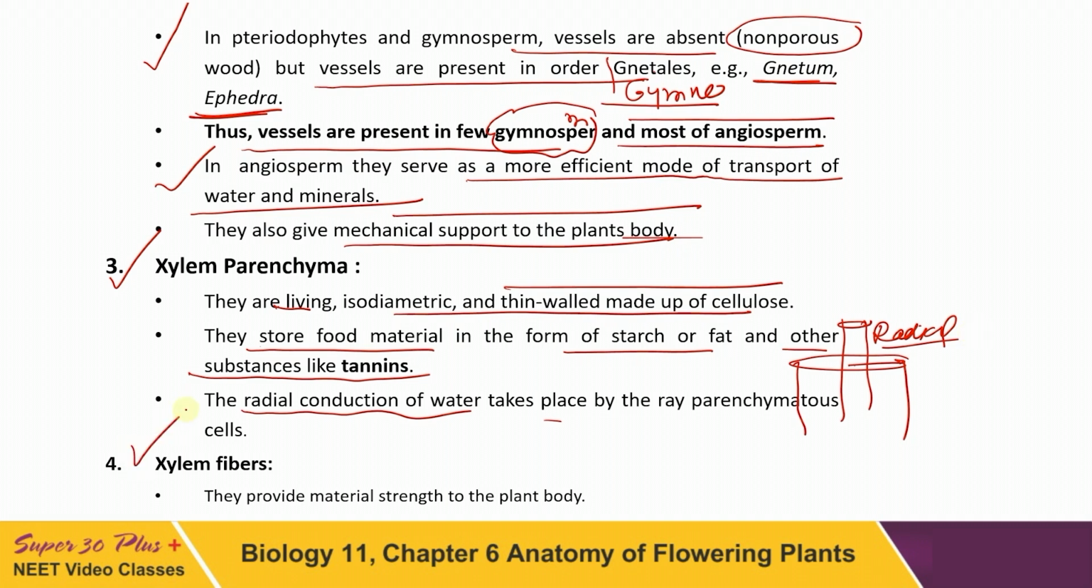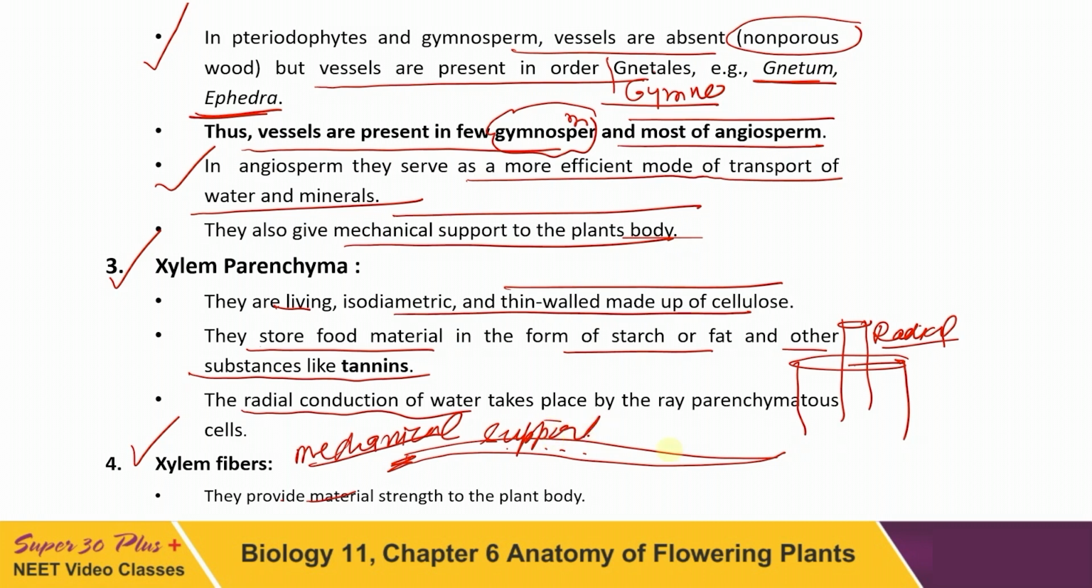Is it clear? The fourth one is xylem fiber. As I told you, that is sclerenchymatous fiber. These fibers are long tapered structures, and these are dead ones. And these xylem fibers will provide mechanical support to the tissue. Is it right? Xylem parenchyma we have discussed right now. That was xylem fiber. Then xylem vessels, xylem tracheids, all these things we have discussed.